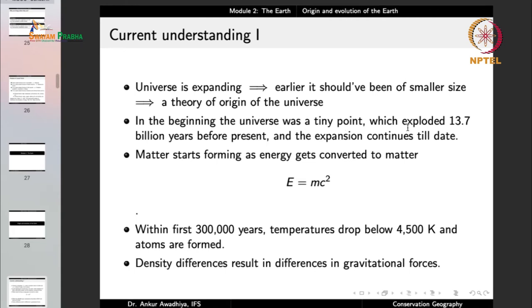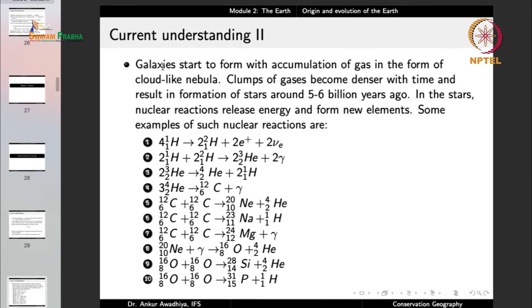So in the beginning, the universe was a tiny point which exploded 13.7 billion years before present, and the expansion continues till date. Now, because of this expansion, we saw that matter starts to form as energy gets converted into matter through this equation E = mc². Next, we saw that the galaxies started to form because of accumulation of gas in the form of cloud-like nebula, and clumps of gases became denser with time and resulted in the formation of stars around 5 to 6 billion years ago. So the stars are much more recent than the universe. In the stars, the nuclear reactions released energy and formed new elements. So in this case, we are now observing how new elements got formed because of nuclear reactions.